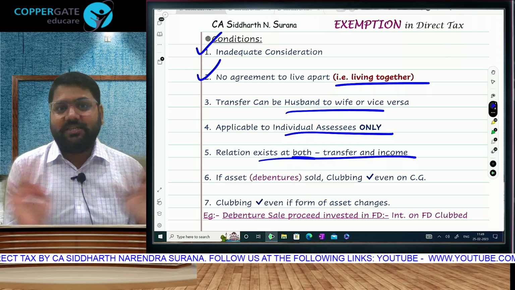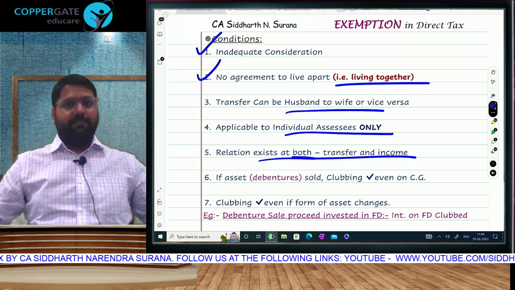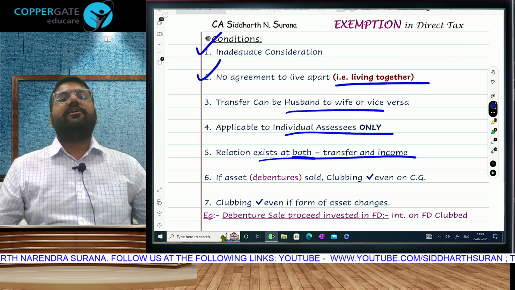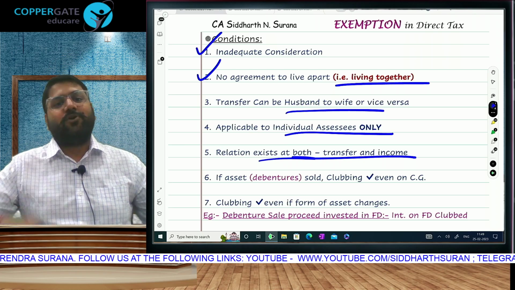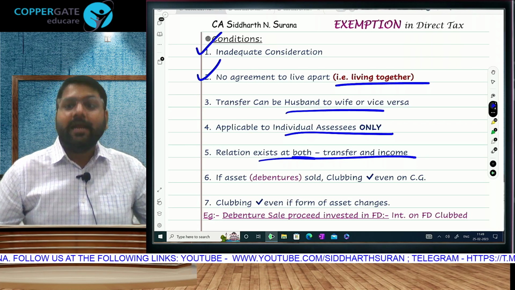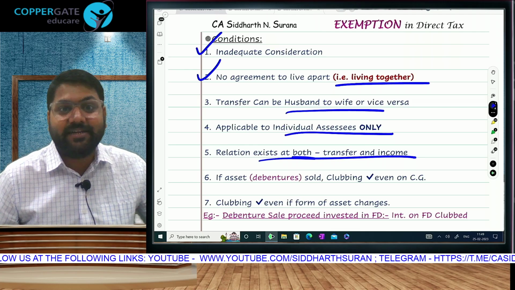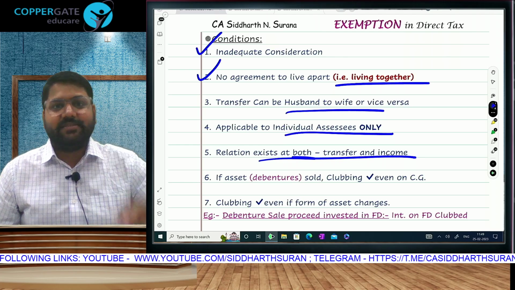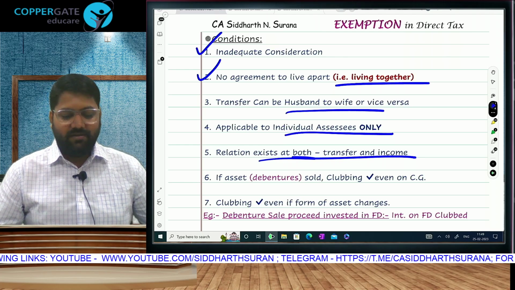So at the time of transfer, there was no relation. Lifetime, there will be no clubbing, because at the time of transfer, the relation did not exist. And of course, for the receiver, a gift on the occasion of marriage will be exempt. Correct? And there is no risk of taking the asset and running away, because you are already on the wedding day. If you do that during the engagement period, there is a risk of taking the asset and going away.